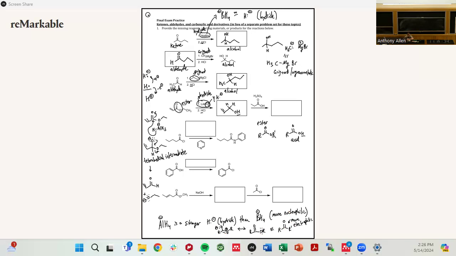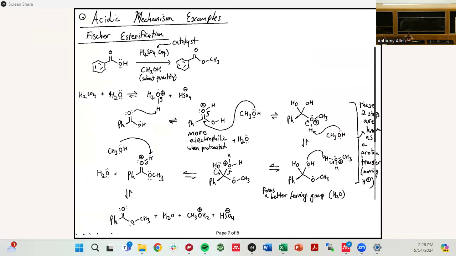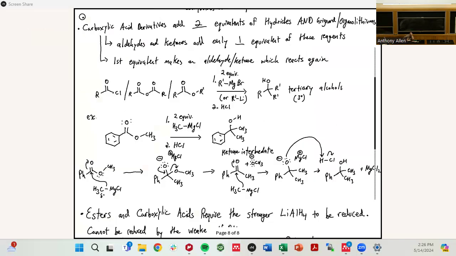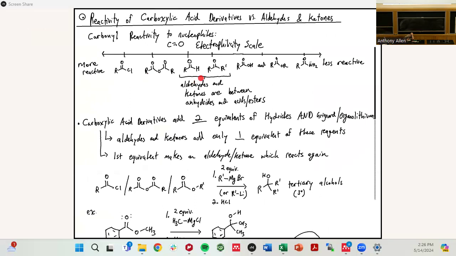So in our note packet, I have this scale here. The aldehydes and ketones, they end up between acids and esters on one side, so they're more reactive, more electrophilic than these. They are less electrophilic than those. Okay, back to our review.